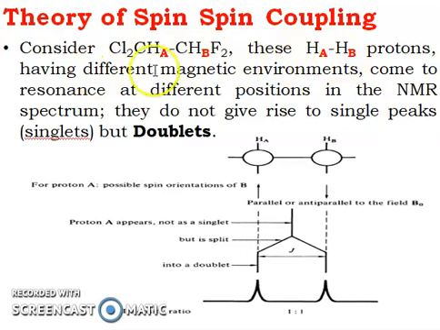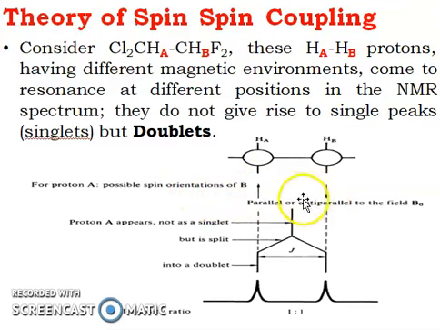HA and HB protons having different magnetic environments come to resonance at different positions in the NMR spectrum. Hence, they do not give rise to a single peak, but a multiplet called a doublet. See, it is a proton HA and it is a proton HB. The orientation of this proton and this proton is completely different based on the chemical environment surrounding it. This is parallel and this is anti-parallel.